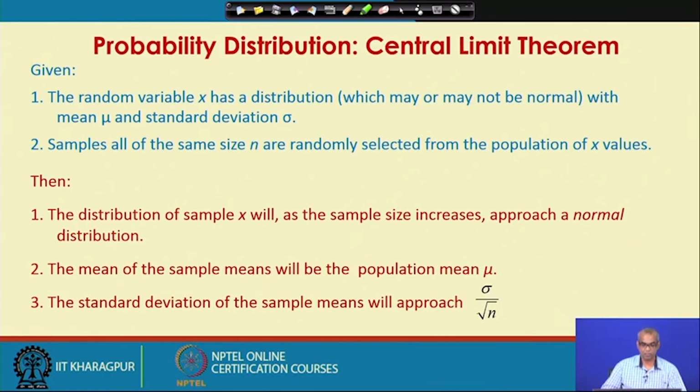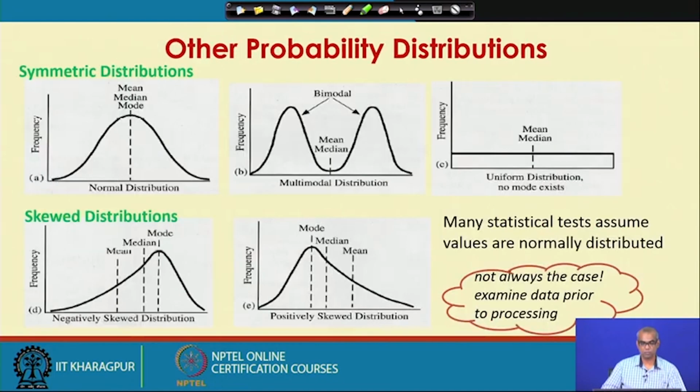So, what it says is, if you have a random variable x which has a distribution with mean mu and standard deviation sigma, and samples all of the same size n are randomly selected from the population of x values, then the distribution of sample x will approach a normal distribution as the sample size increases. The mean of the sample means will be the population mean mu, and the standard deviation of the sample means will approach standard deviation divided by square root of n, where n is the number of observations.